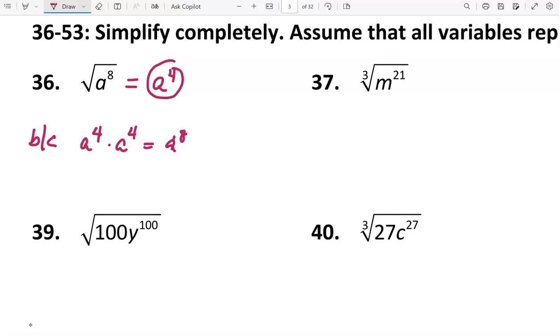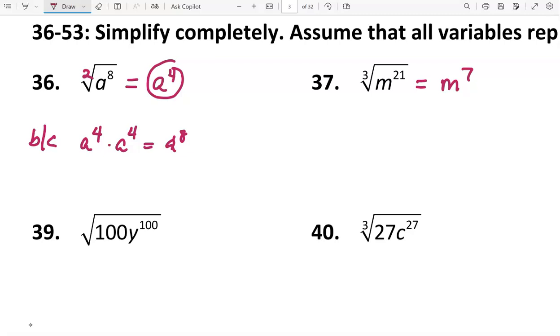And if you're thinking about maybe using a shortcut when we're working with exponents on variables, the index of the radical divides into the exponent. So 2 divides into 8, and we get a new exponent of 4. We can use that same idea here. The third root of m to the 21st is m to the 7th power.